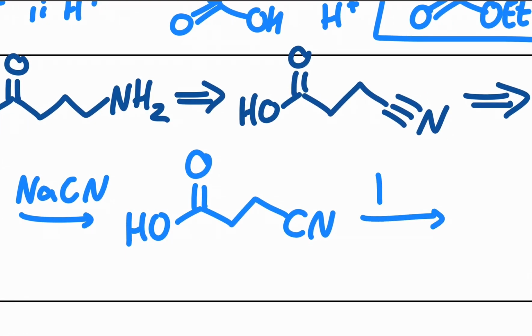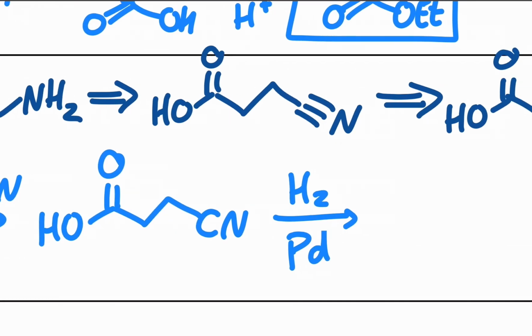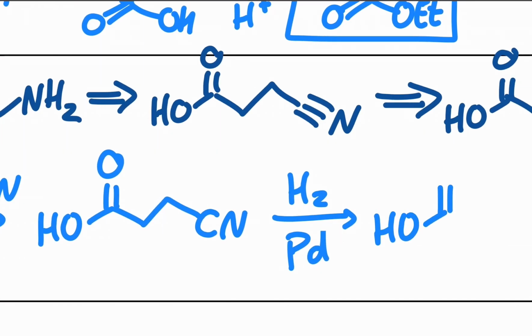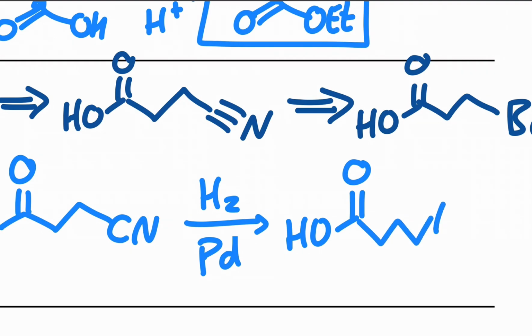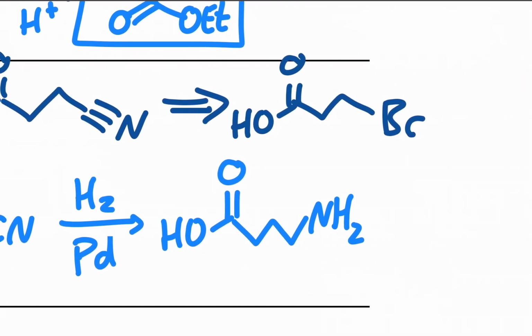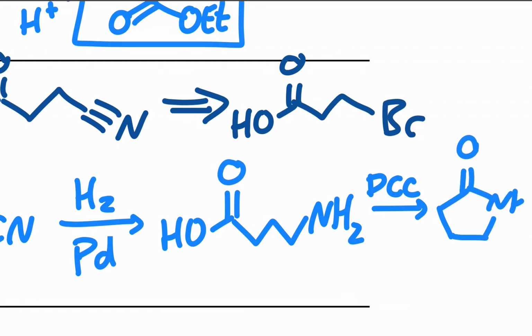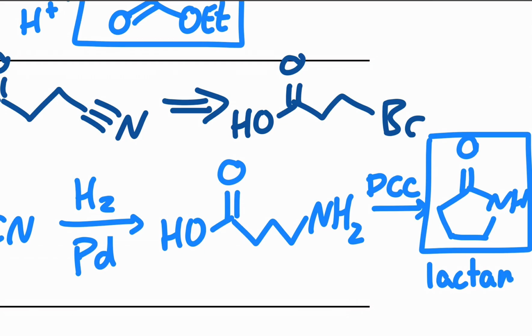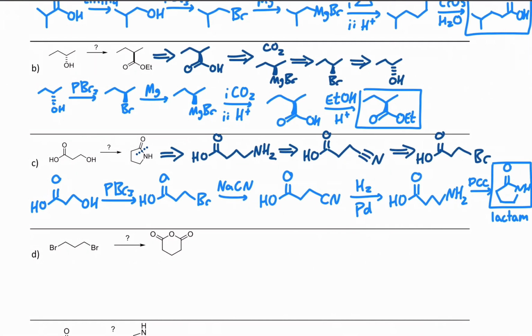And then a great way to make a primary amine is hydrogenation, H2 and palladium. We'll take that carbon-nitrogen triple bond, turn it into a carbon-nitrogen single bond. And then lastly, how do you couple these two things together to get the nitrogen to form a bond with the carbon and get your 5-membered ring? One reagent is DCC, dicyclohexylcarbodiimide, which is a coupling reagent. I think I'm remembering that correctly. And then you can get your cyclic amide, which is called a lactam. So a little bit shorter, 4 steps.